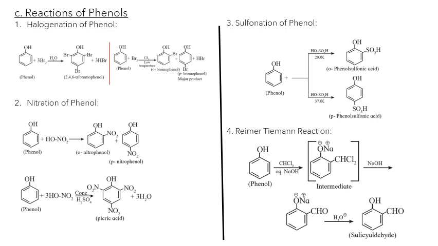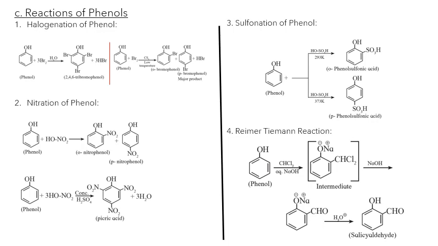Second reaction, that is nitration of phenol. Nitration means replacement of hydrogen by NO2 group. Phenol reacts with dilute nitric acid at low temperature to give a mixture of ortho and para nitrophenol. Thus, C6H5OH plus nitric acid gives ortho-nitrophenol and para-nitrophenol.